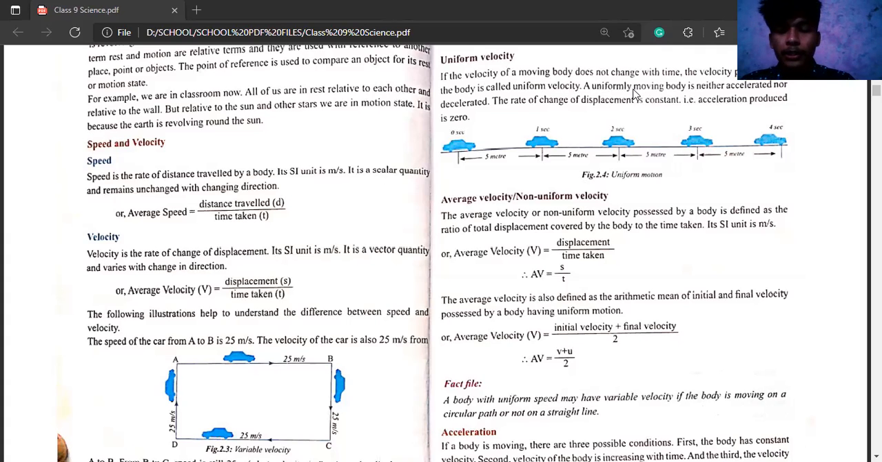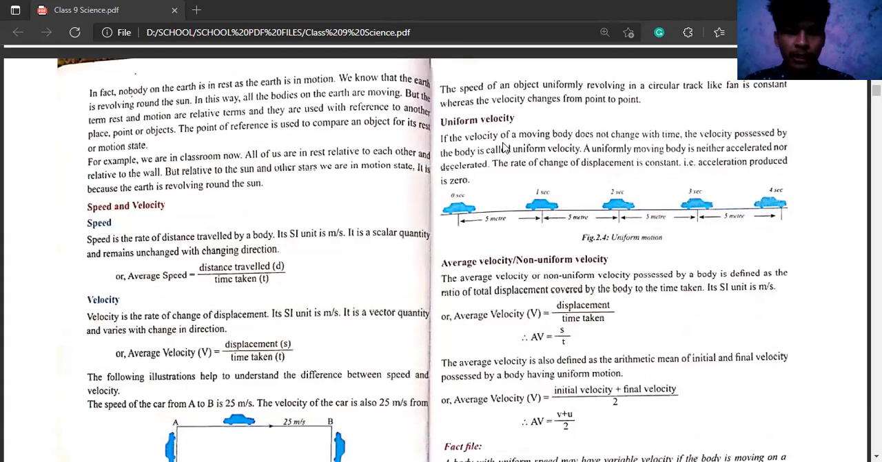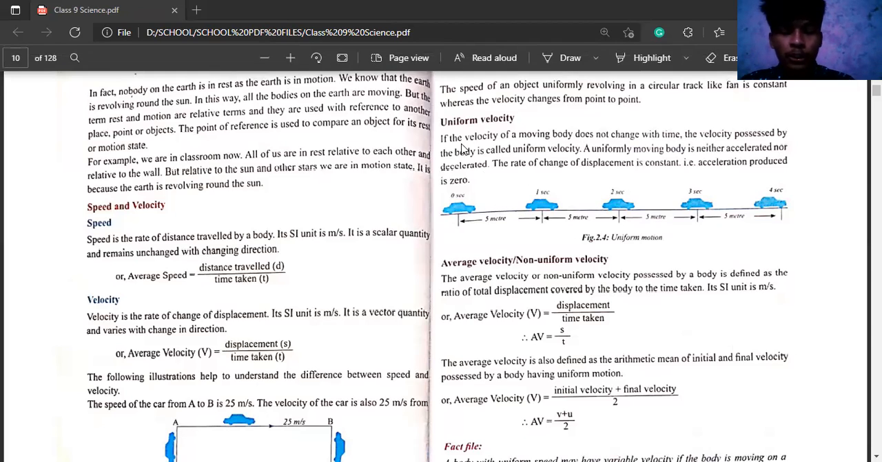So a uniformly moving body is neither accelerated nor decelerated. That means the acceleration will be 0. We will learn that while reading acceleration. Why does the acceleration become 0 in uniform velocity? The rate of change of displacement is constant. The velocity is not changing; it is constant, and that's why the acceleration produced will be 0.